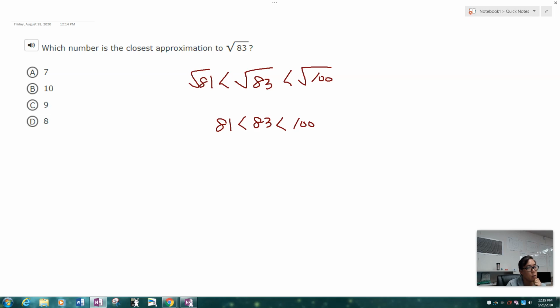But we know something about the square root of 81. The square root of 81 is 9. So the square root of 83 is greater than 9 and less than 10. So the square root of 83 is close to which number? For sure it is in between 9 and 10.